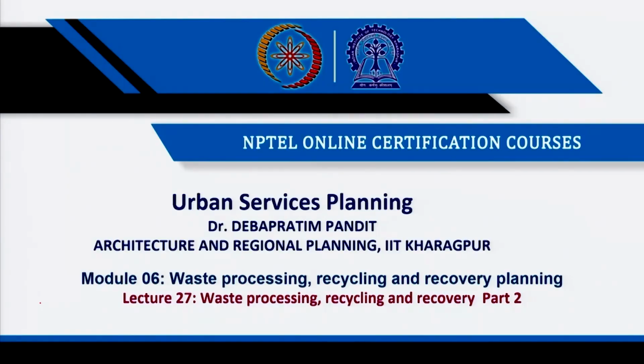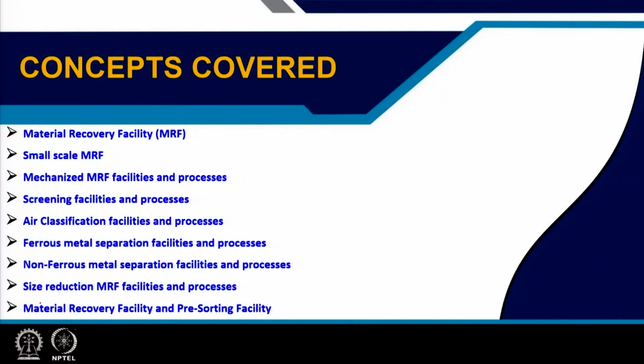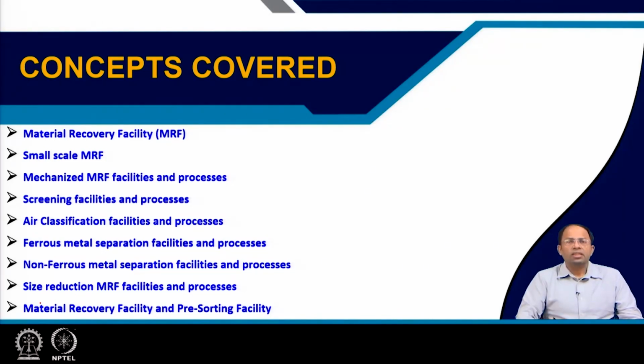Welcome back. In lecture 27, we will talk about waste processing, recycling and recovery, and this is part 2. So, the concepts that we will cover are on material recovery facility, small scale material recovery facility, mechanized MRF facilities and processes, screening facilities and processes, air classification facilities and processes, then ferrous metal separation, non-ferrous metal separation, size reduction, and then finally material recovery facility and pre-sorting facility design overall.